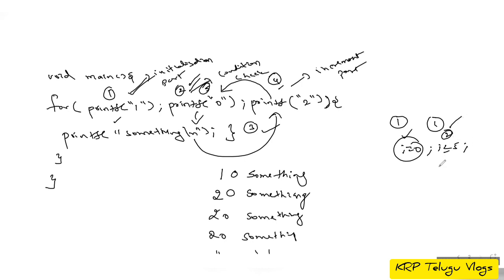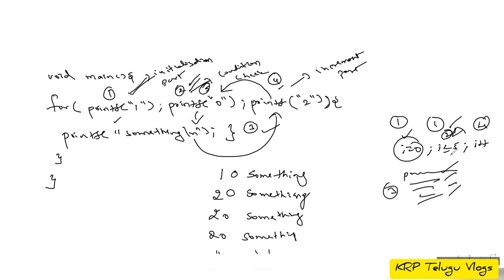So after checking this, it will go for the statements. So printf, whatever it is, it will go for the execution of statements. This is the third part. Next, after doing this, then only it will go for increment. This is the fourth execution portion. Clear? Yes sir. So then it will iterate again.